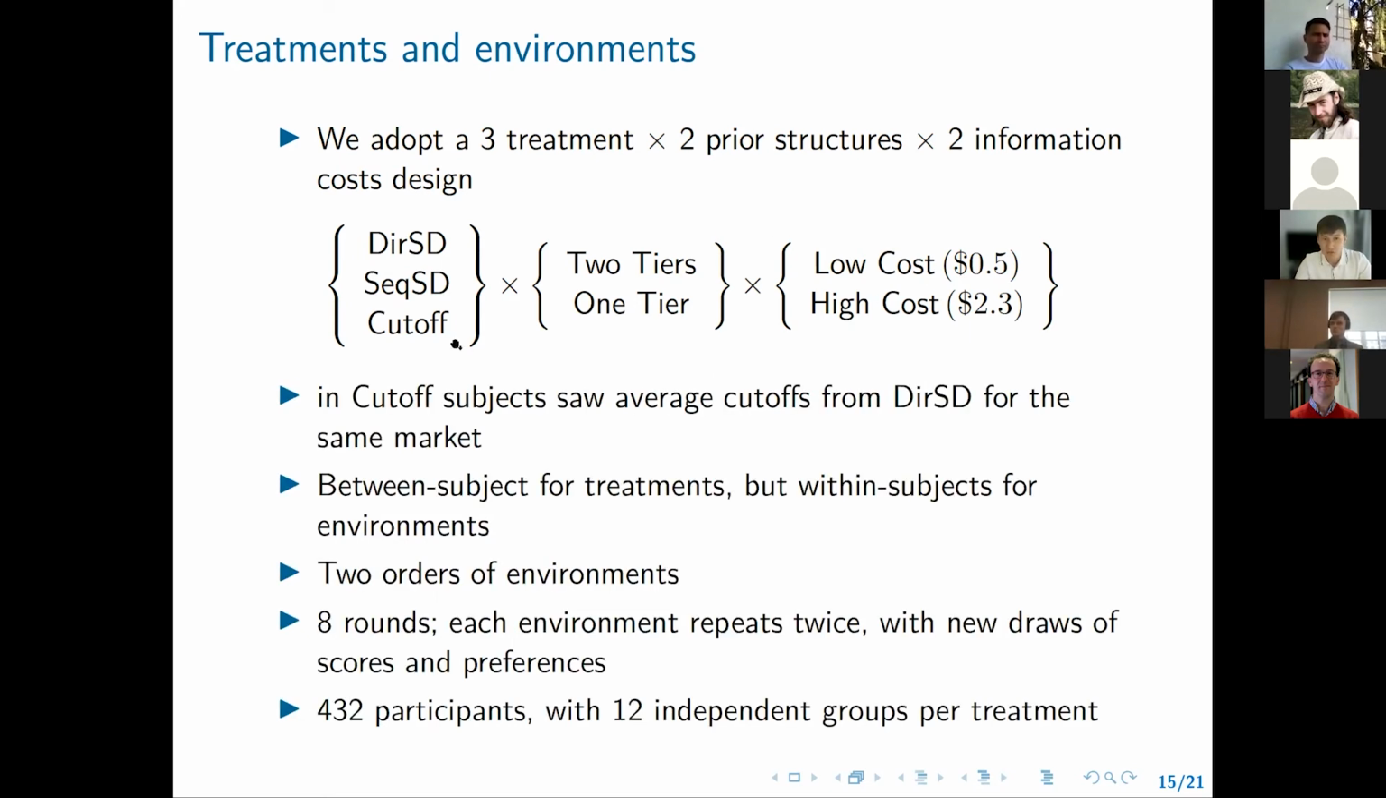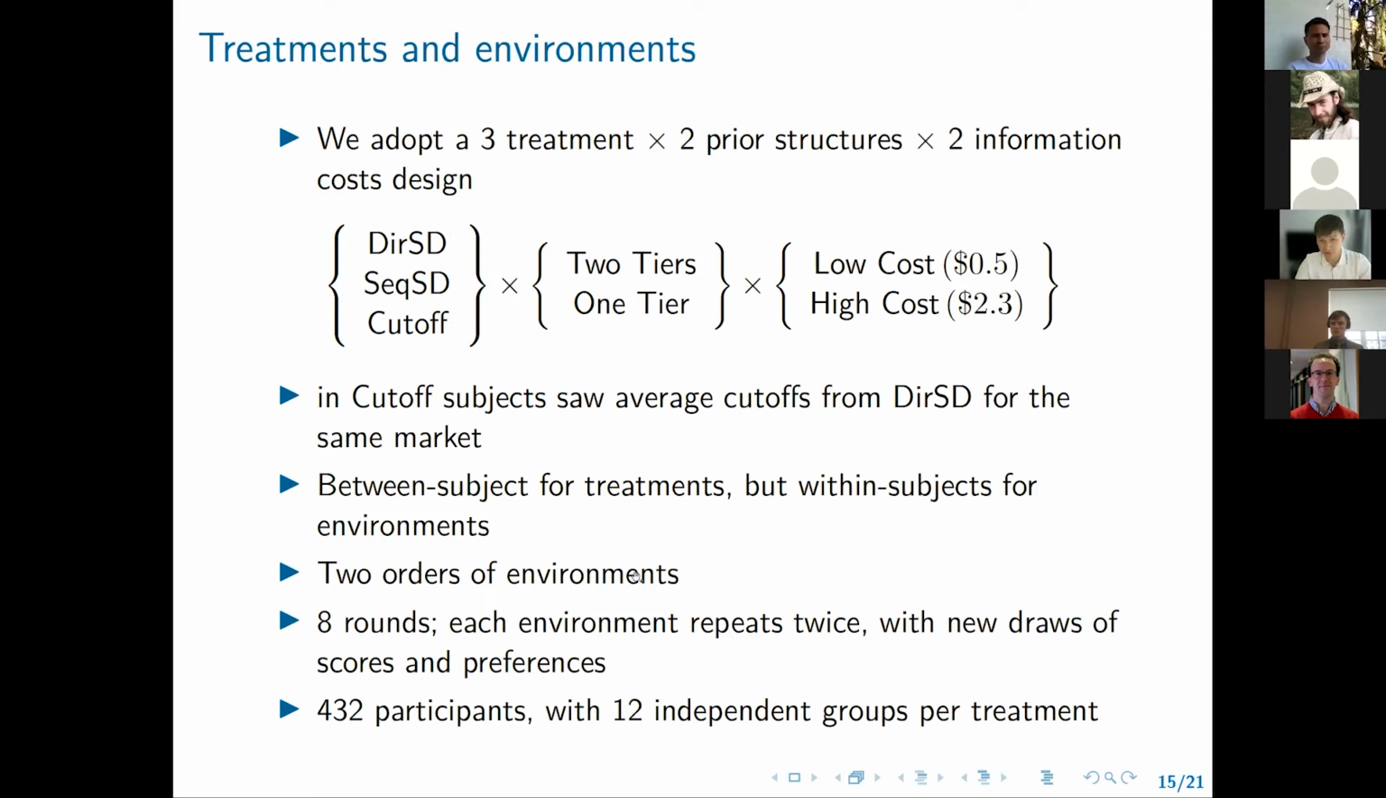In the cutoffs design, for a particular market, subjects saw the average cutoff scores from the direct session, right? And they were informed that these cutoff scores are taken from other students who didn't actually observe any cutoffs. So for the treatments we have a between-subject design, and a within-subject design on environments.